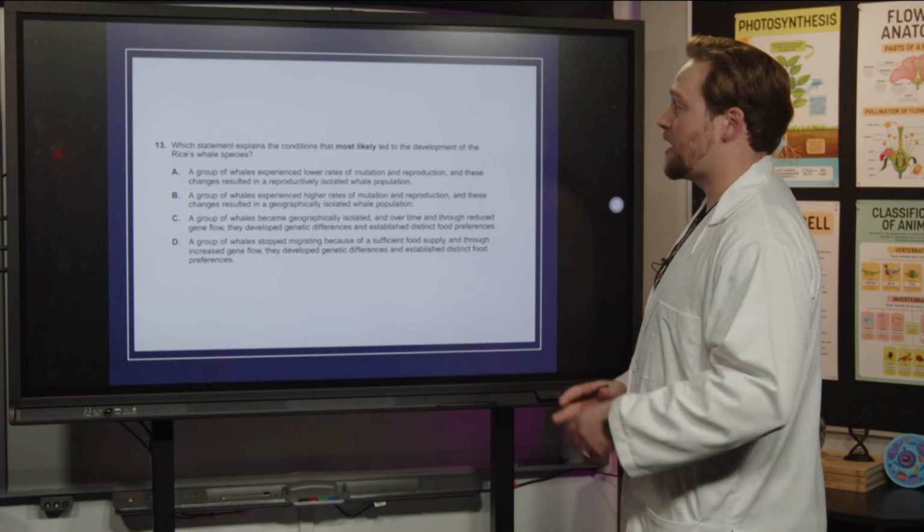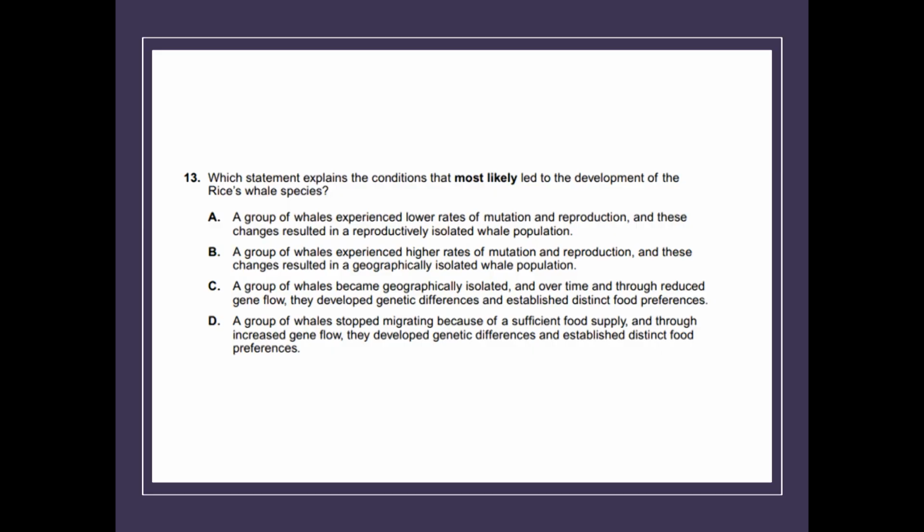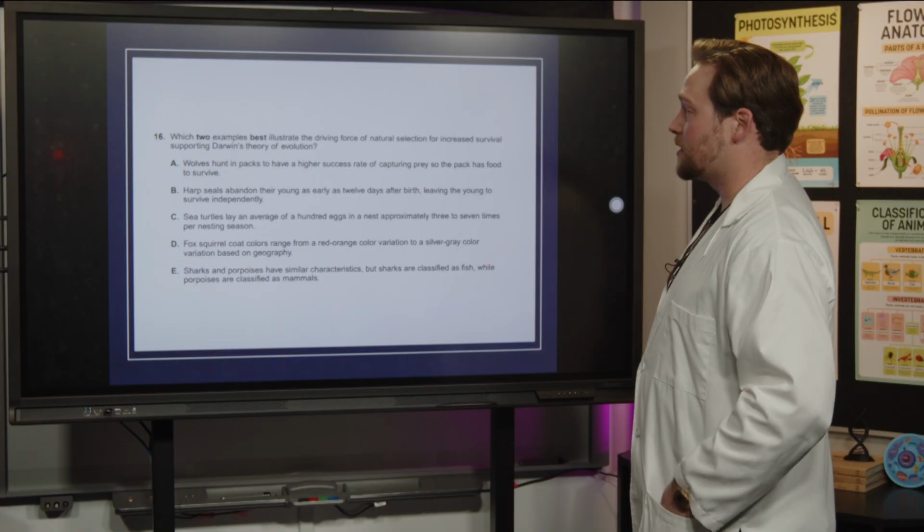Let's move on. This says, which statement explains the conditions that most likely led to the development of the Rice's whale species? For this one, I like C. Okay, it says a group of whales become geographically isolated, and over time, and through reduced gene flow, they develop genetic differences and establish distinct food preferences. This is kind of like that squirrel question that we were looking at earlier. Because these groups of whales aren't mixing with the other groups, they eventually speciate into a new species. Okay, great work. Let's keep it going.